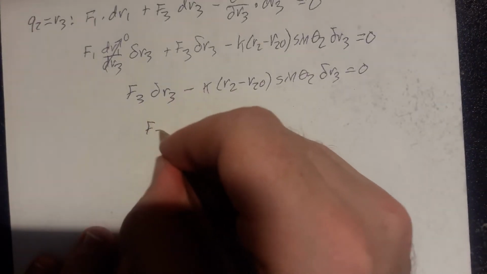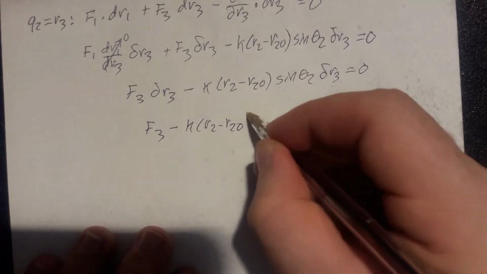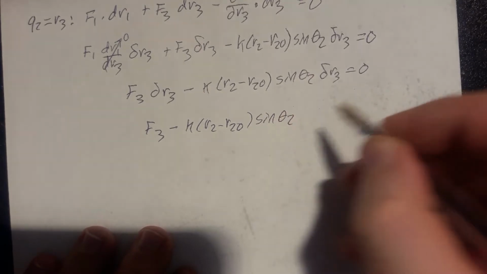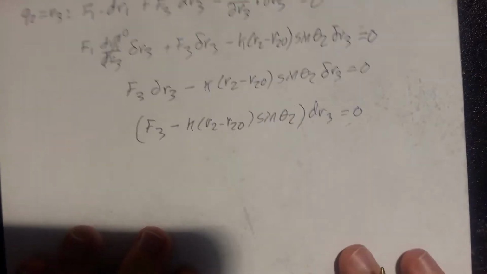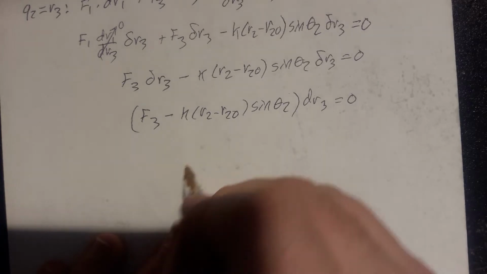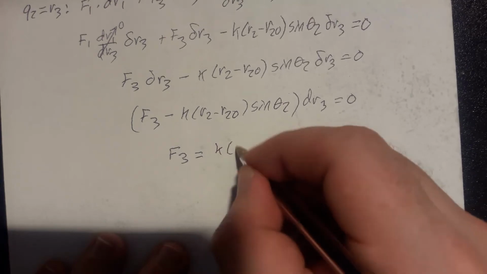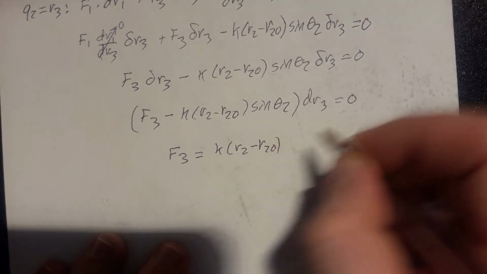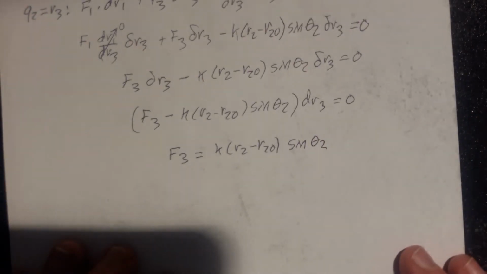And so that gives us F3 minus k (r2 minus r2 naught) sine theta 2, all that multiplied by dr3 equals 0. If we assume that dr3 is not 0, then we can divide through by it, and we'll get an expression that allows us to say F3 is equal to k (r2 minus r2 naught) sine theta 2. Okay, and so that'll be an expression for our forces on this.